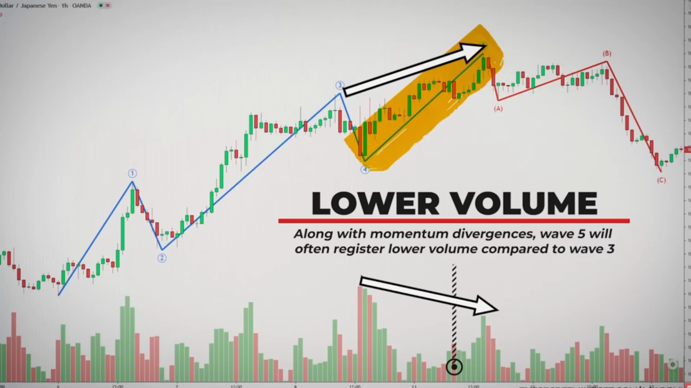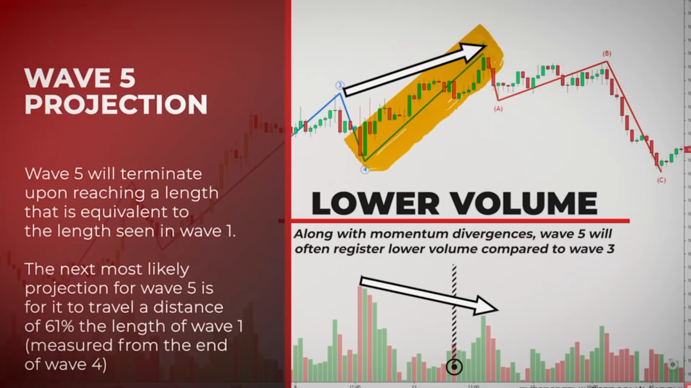imminent. In terms of how far wave 5 will travel, wave 5 will terminate upon reaching a length that is equivalent to the length seen in wave 1. The next most likely projection for wave 5 to travel is 61% the length of wave 1. Both of these projections for wave 5 are measured from the end of wave 4.